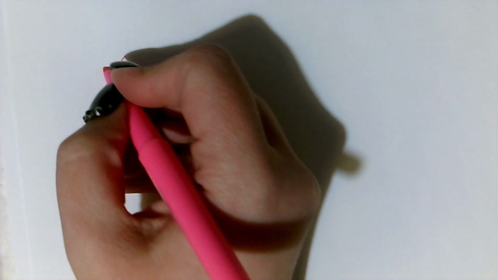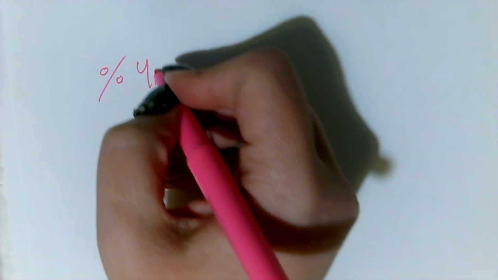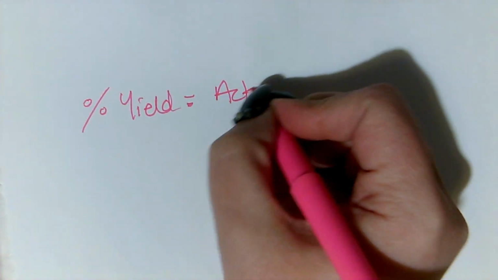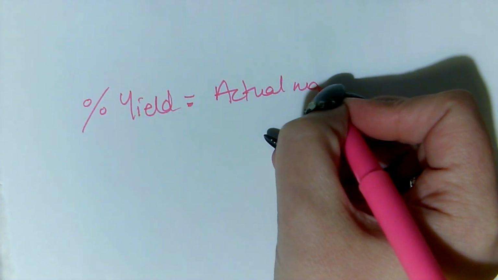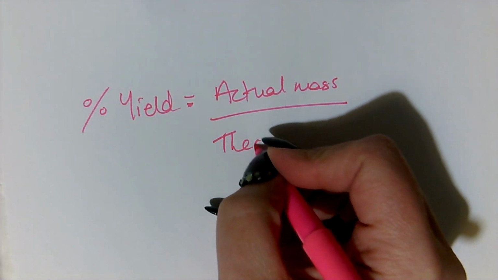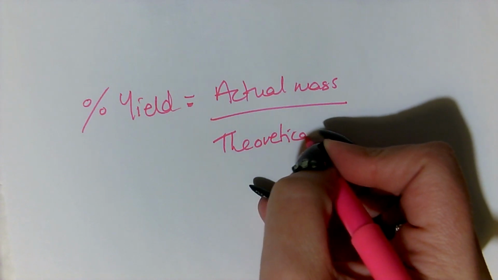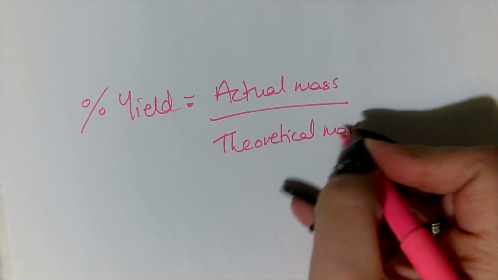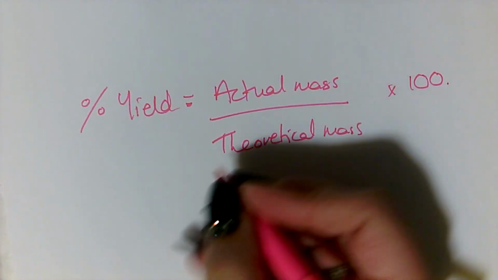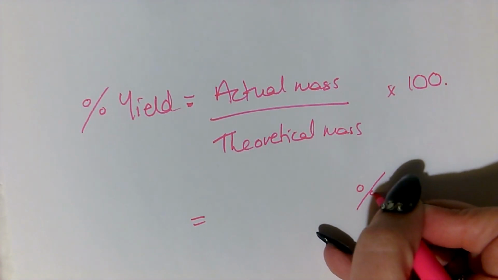Our formula to work out percentage yield is simply: percentage yield equals our actual mass, which is usually given to you in the question, divided by the theoretical mass, which you need to work out, that's your calculation part, times 100, and it will be whatever percent.